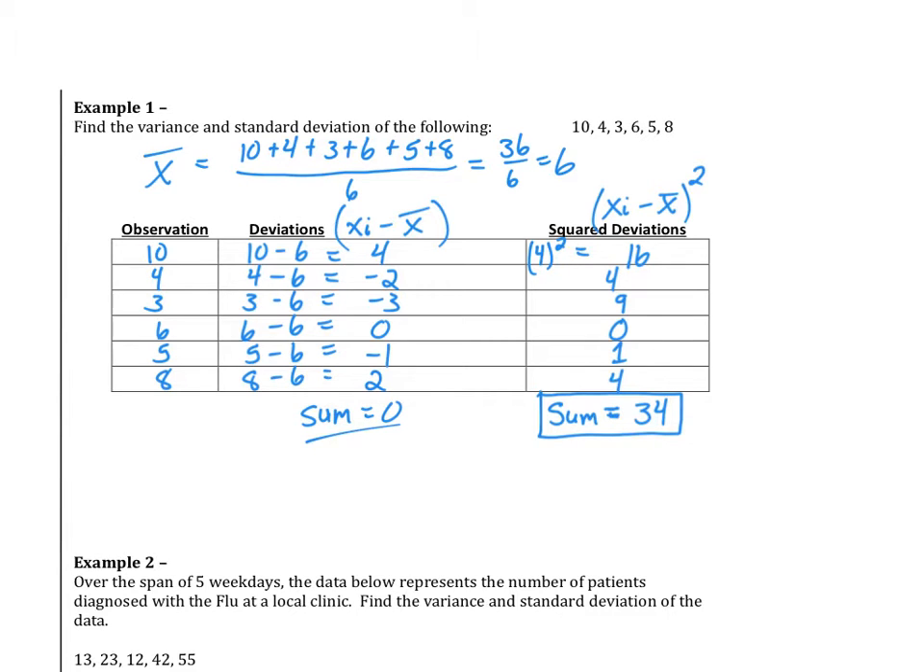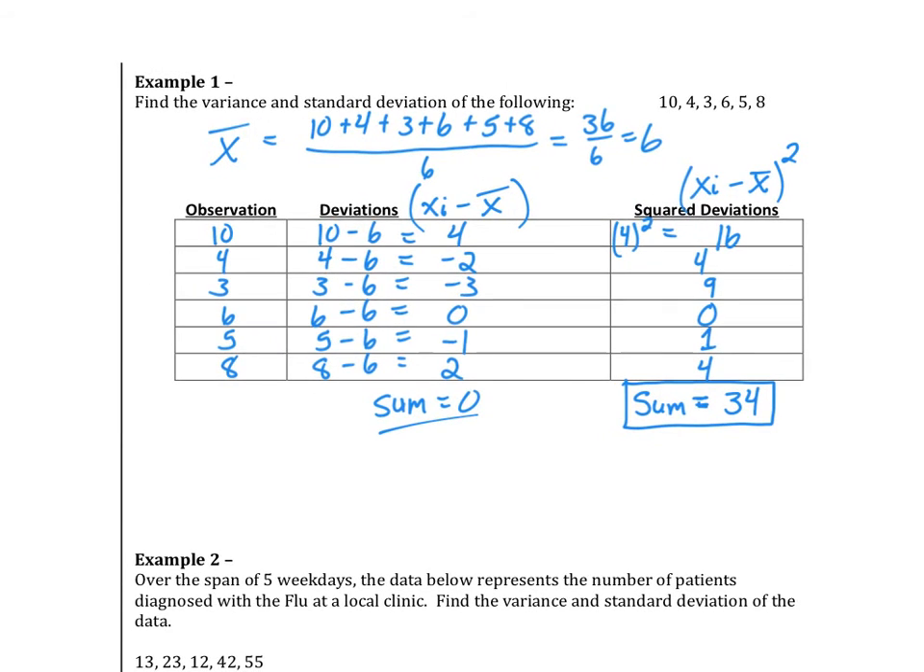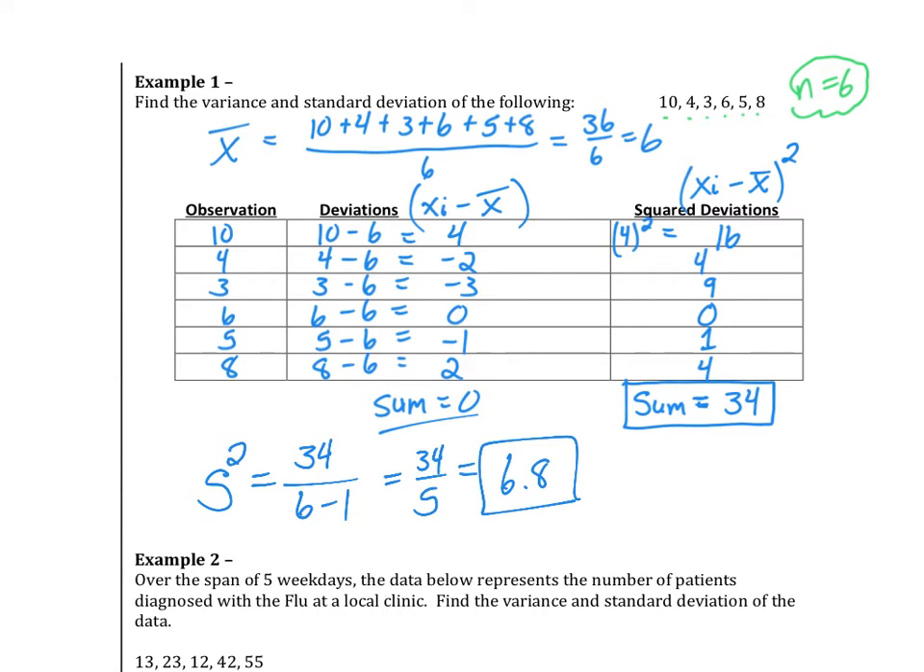So now to find the variance, you would say s squared, which is variance, is equal to 34 divided by n minus 1. So n is how many numbers there are. In this case, n equals 6 because there are 1, 2, 3, 4, 5, 6 numbers. So it's 34 divided by 6 minus 1. So 34 divided by 5 is equal to 6.8. That's the variance.